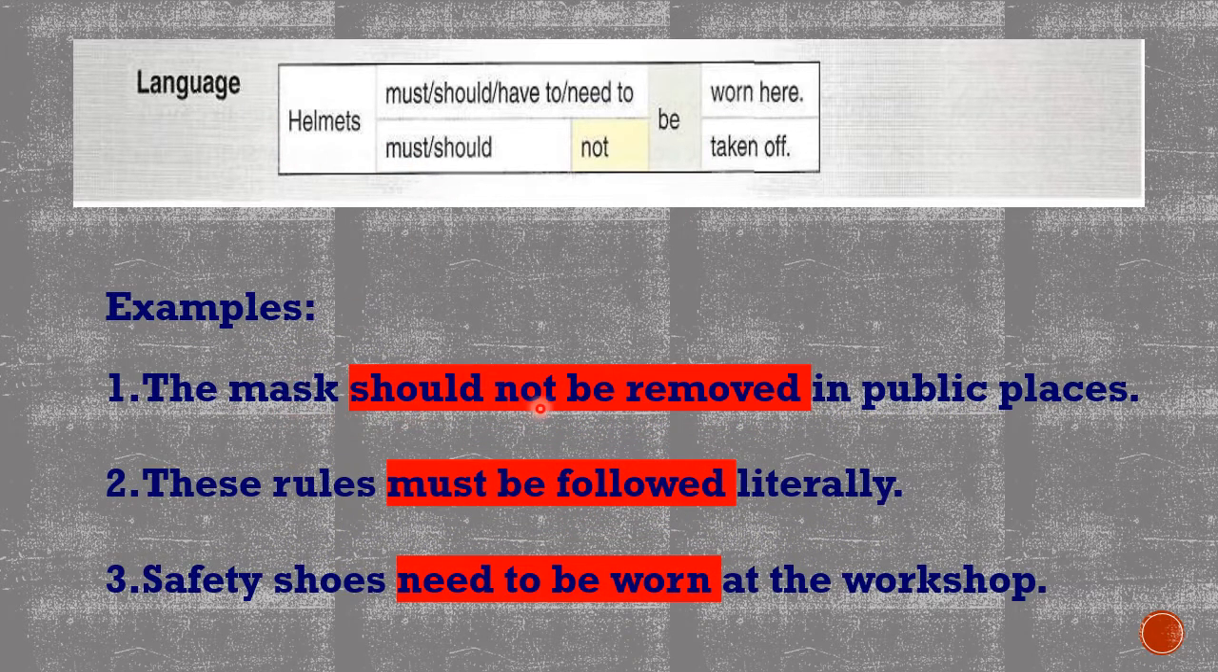Okay, now look at these examples. The mask should not be removed in public places. Should not be removed. These rules must be followed literally. Safety shoes need to be worn at the workshop. Now, sentence 2 and 3 here in the blue examples, we are talking about necessary things that should be done, must be followed, need to be worn. But number 1 should not be removed. Here, things which should not be done, not allowed to be done.